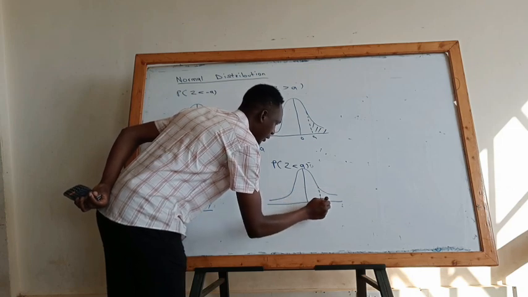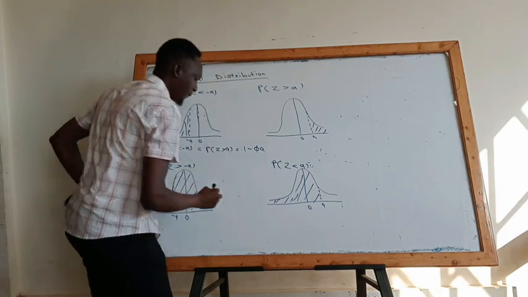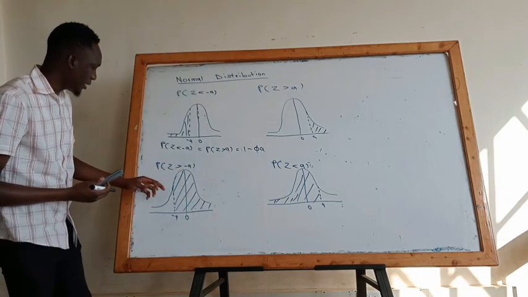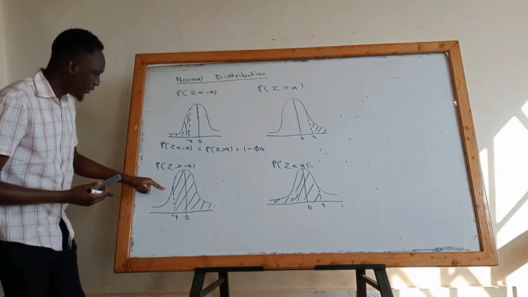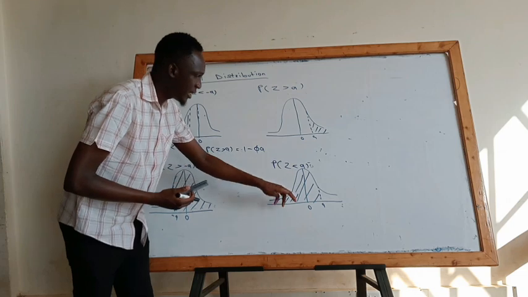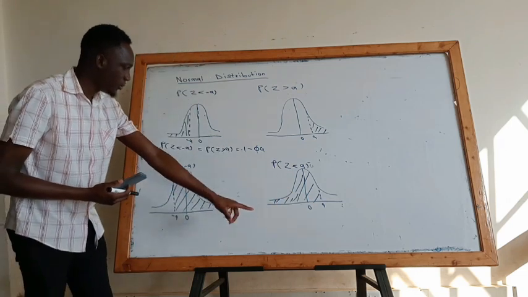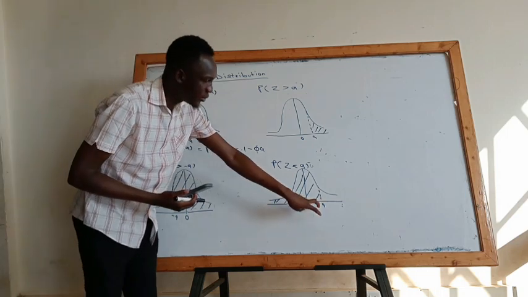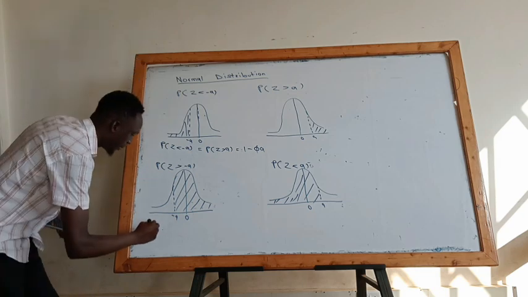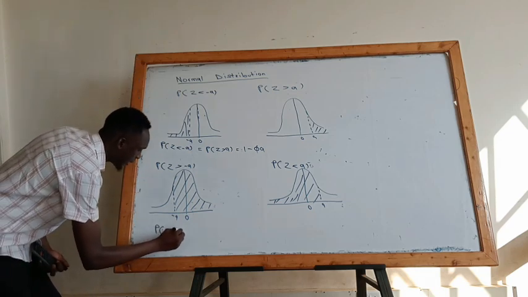Positive A is less than the area to the left. Here we also realize, because of the property of symmetry, the probability of Z greater than negative A is also the same as the probability of Z less than A, since the area from negative A to positive infinity is the same as the area from negative infinity to positive A.